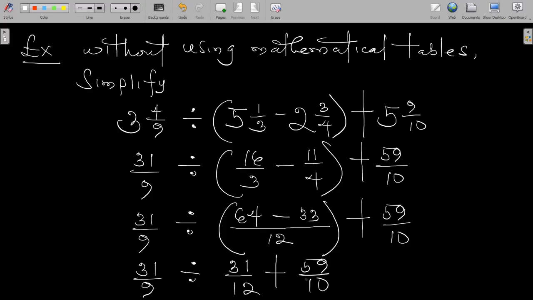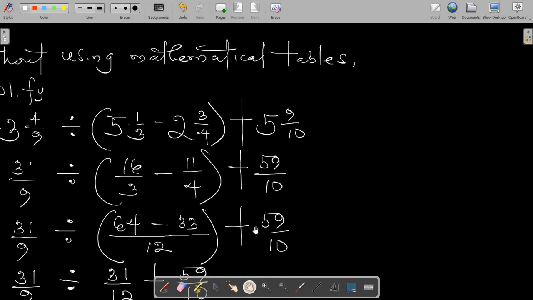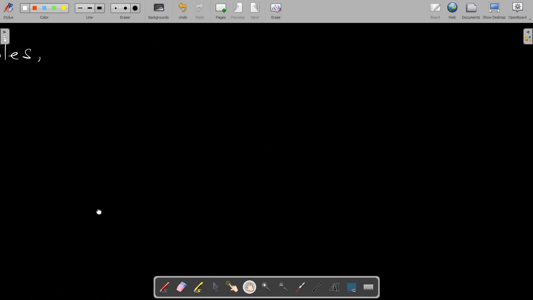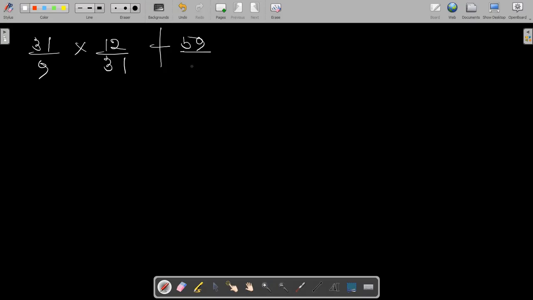Then the next thing after brackets is what? Division. Division comes first before addition, so we are going to obey the rule of BODMAS here. Now let's move on to the other side of the board. I'm going to change this division to multiplication, then flip this 12 up and bring this 31 down. Then we have 31 all over 9, change the division, then 12 all over 31, then plus 59 all over 10.